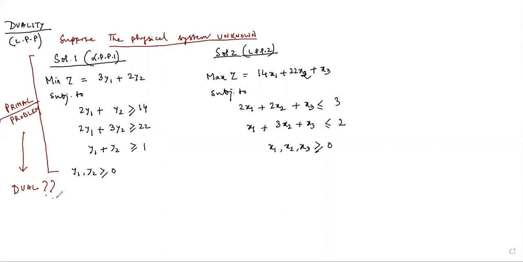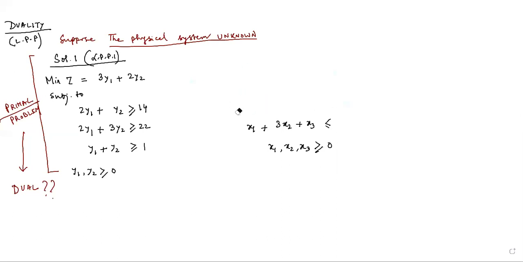Okay. The primal problem is given. How can you find its dual without knowing the physical system? That is the problem under consideration. So can we do so? Since we are not having the dual as our solution, we are erasing this for the time being. Suppose we do not know it. Now, can I take this primal problem and find the dual from it by some mathematical rules? The answer is yes. And if it is so, what are the steps? How can I do so?